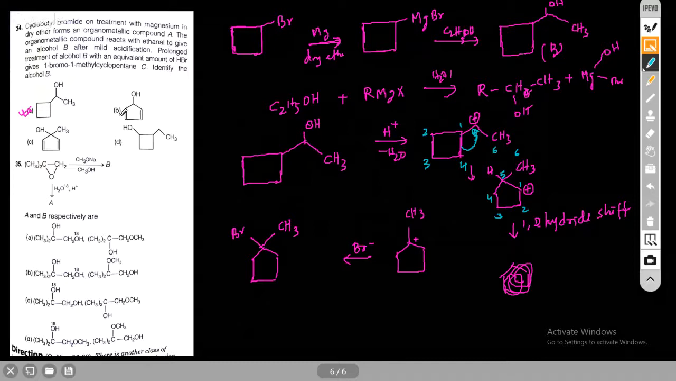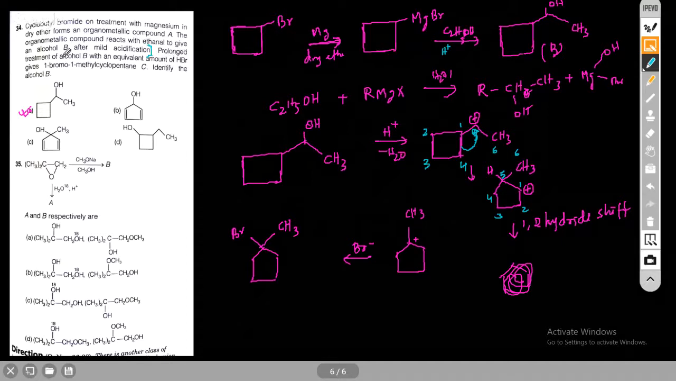Just a second, let me see. The organometallic compound reacts with ethanol to give an alcohol B, correct? After mild acidification, here we have the condition H plus, H2O. Then we'll get this. Here we should write H plus H2O. Mild acidification we are using here, I did not write it over here. Then only we'll get this. Okay, this is fine, we are getting B.